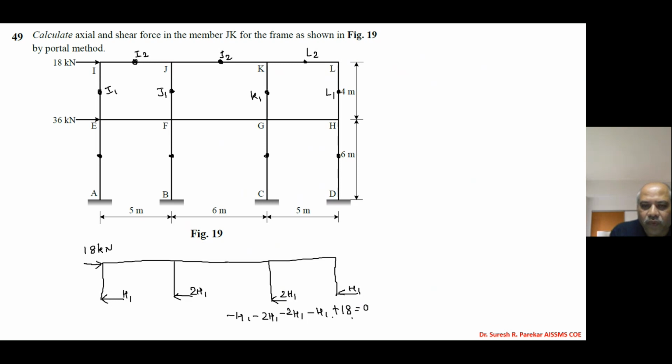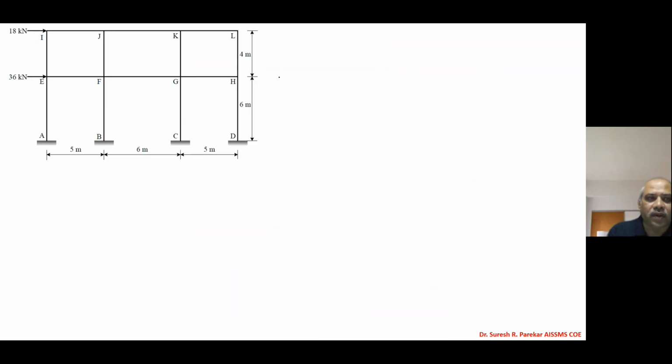And therefore 2 into 4 into 6, 6H1 is equal to 18. And therefore we have H1 is equal to 3 kilonewtons. Now we have to find the axial force and shear force for JK. So now we will switch over, we will consider first joint I.